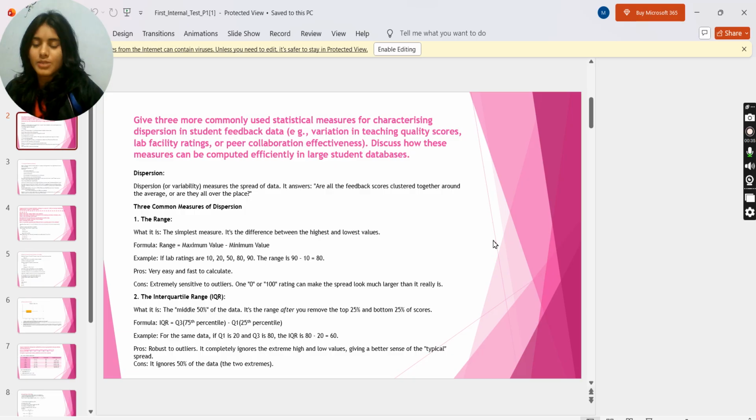Dispersion or variability measures the spread of data. It answers: are all the feedback scores clustered together around the average, or are they all over the place? Three common measures of dispersion are: first, the range.